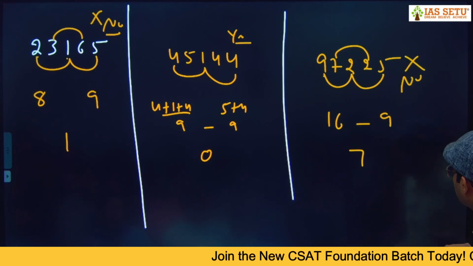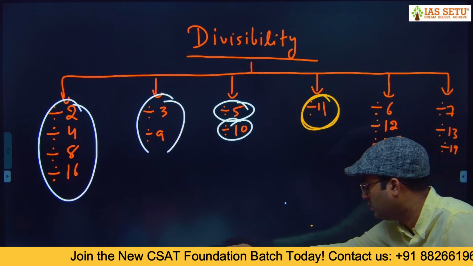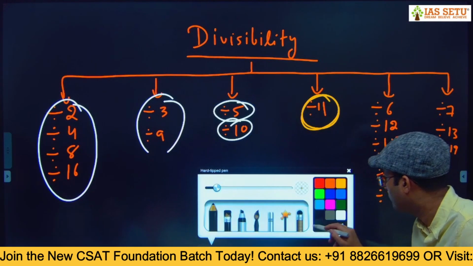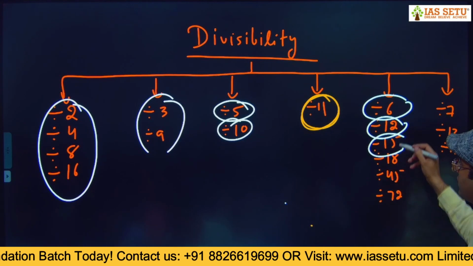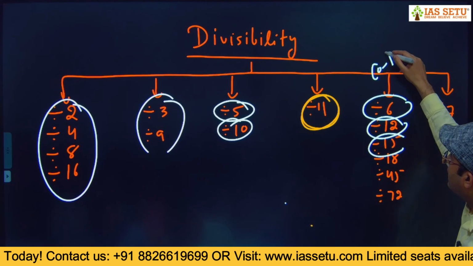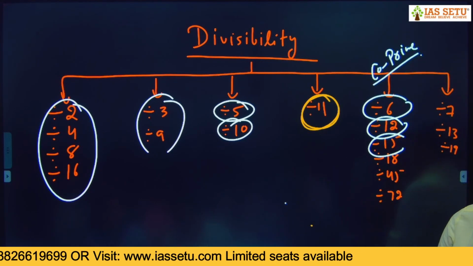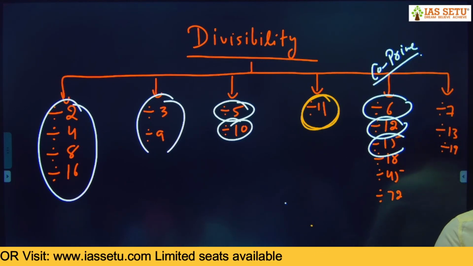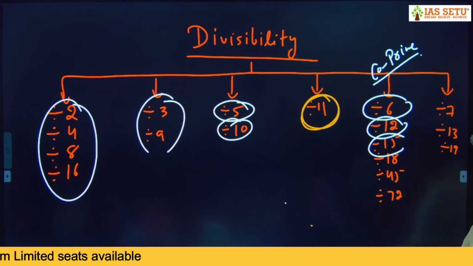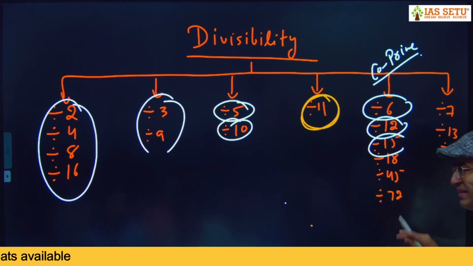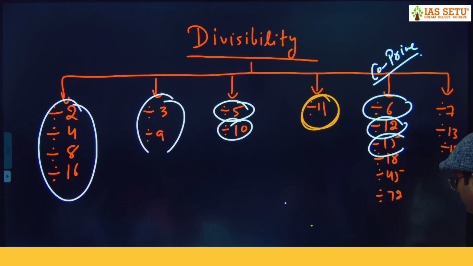Now the next category. Divisibility of 6, 12, 15, this type of number. Here we use the concept called co-prime. Let me brief you on co-prime again. Then I will tell you all this type of number. And these are just selective numbers. You can check other numbers also by using that concept.